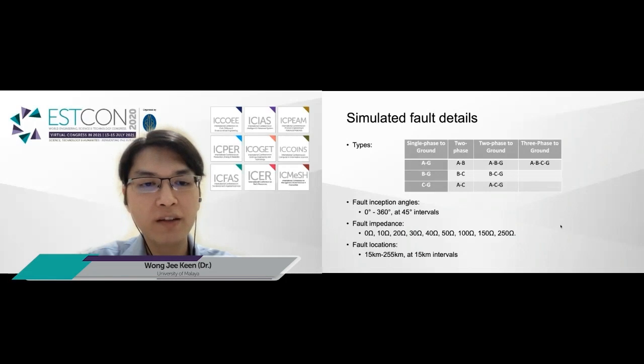Okay, and the fault inception angle, we simulated at many different angles from 0 to 360 degrees at 45 degrees intervals. And the fault impedance, we vary from 0 ohms all the way up to 250 ohms. For the fault location, we can't really pinpoint the exact location, but we can narrow it down to at least around 15 kilometers intervals. Okay, so these are the intervals where we try to detect the faults.